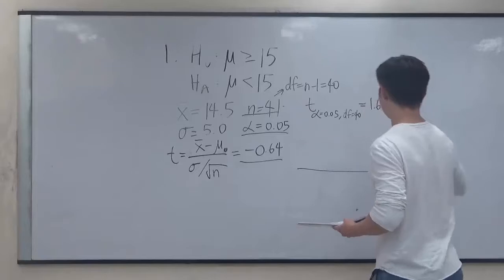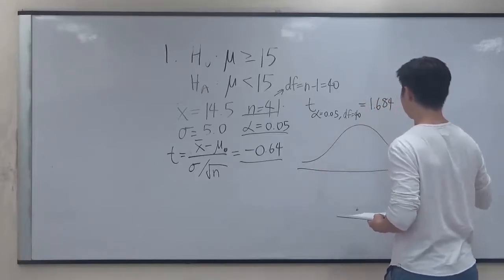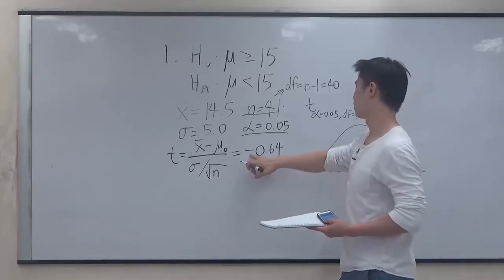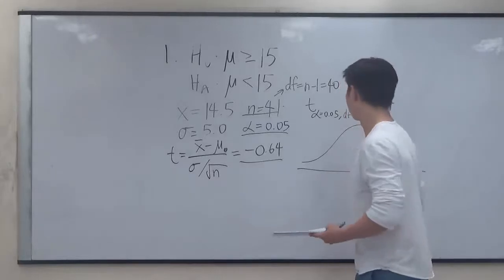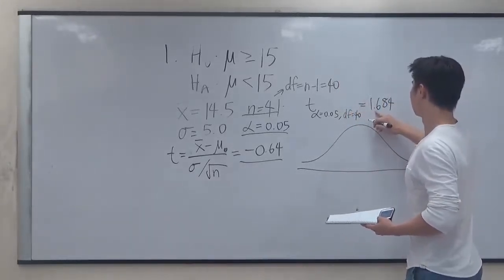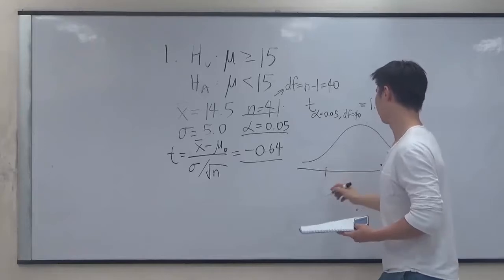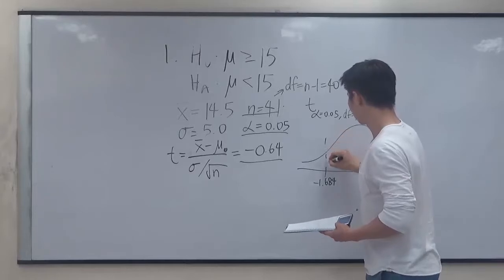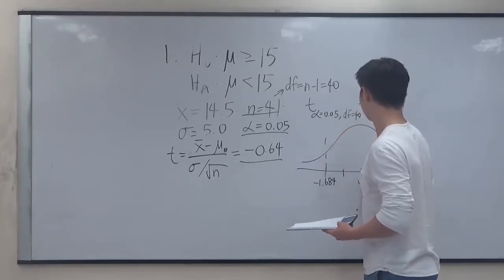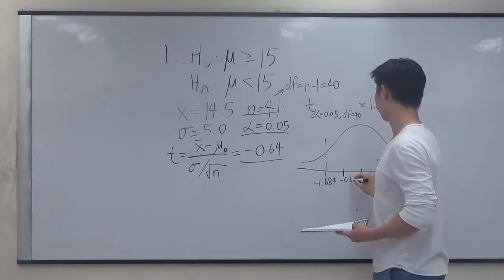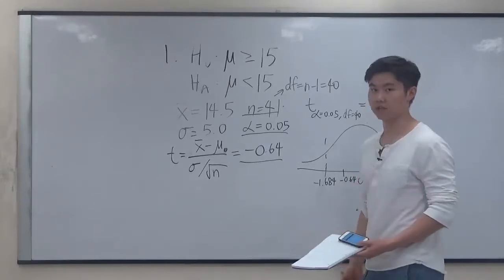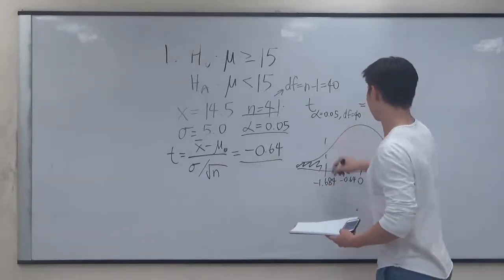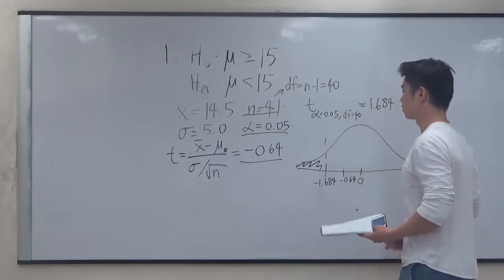Now, as a visual, I can sketch the normal distribution. And because this is a negative number, we're also interested in this as negative as well. So we can write negative 1.684. And we can see that negative 0.64 does not fall within the rejection region. The rejection region is right here. And this is clearly within the other part of the normal distribution, so we don't reject it.